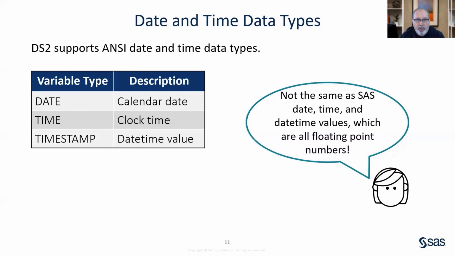In ANSI systems, a date can only hold a date. It can't hold anything else. And a time can only hold a time, and a timestamp only a timestamp. And so they're not related in that way.